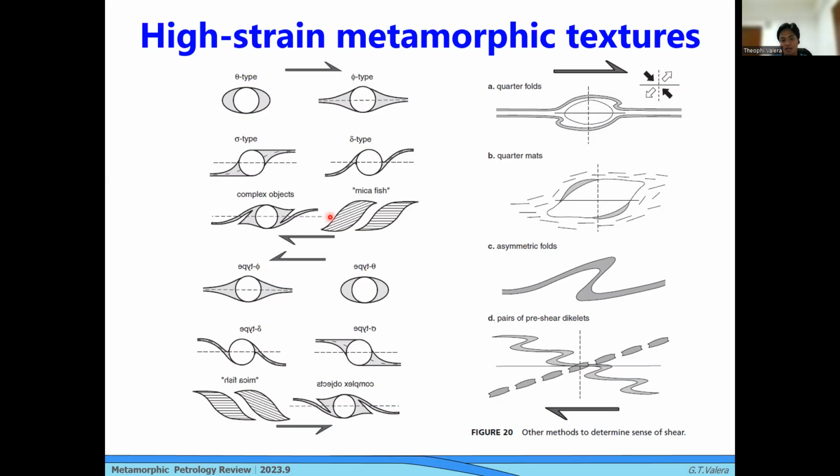Okay? Then you can also have quarter folds like this. You can interpret like this. There are also quarter mats, asymmetric folds like this. And basically this is a translation of here. So you have compression on this side, which is why there are folds. And then you have extension on quadrants 2 and 4, so you have boudins on quadrants 2 and 4.